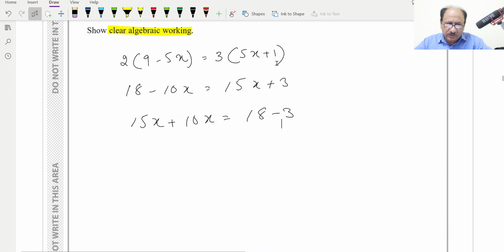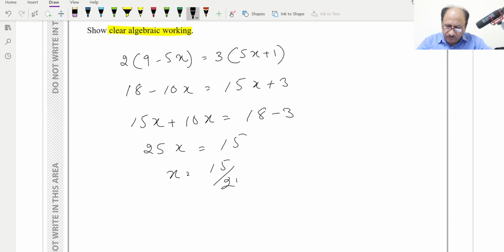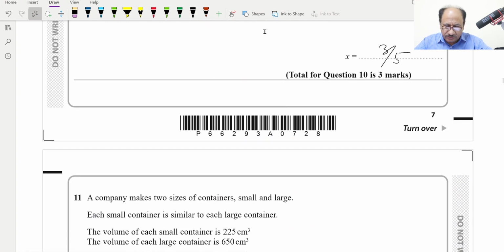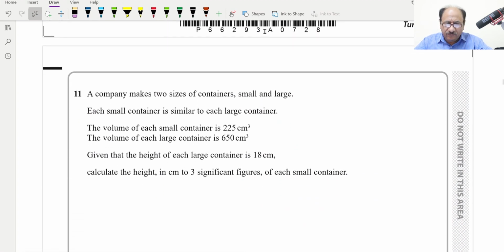And now we can simplify further, so this side will be 25x is equal to 15, so x is equal to 15 over 25, and now cancellation will be, 5 3s are 15 and 5 5s are 25. So our final answer will be 3 over 5. This can be written in fraction form or decimal format also. We can provide answer, but I'm writing 3 by 5. Hopefully it's correct. Now question number 11.